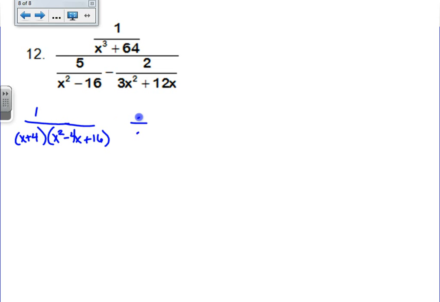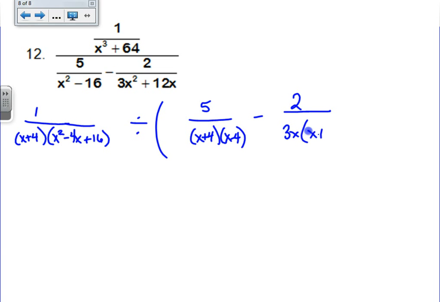We're going to divide it by, yikes. Alright, I'm going to write this horizontally, and as I rewrite it, I'm going to go ahead and factor the original denominators. So (x plus 4) times (x minus 4) minus, I can take out a 3x, and I'll be left with x plus 4.